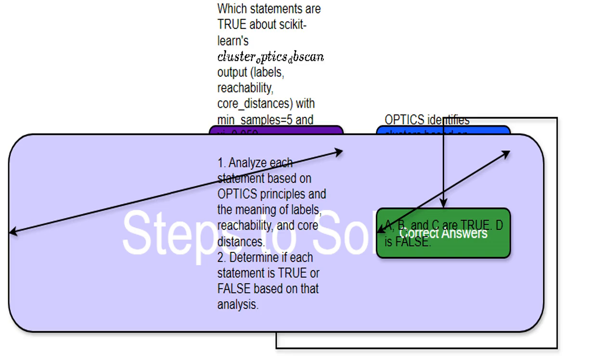This section provides a systematic approach to answering the quiz questions. Each statement, A, B, C, and D, is analyzed individually based on a solid understanding of OPTICS principles. It shows us a clear path to evaluating each statement's truthfulness. It's like a step-by-step recipe for solving the problem.